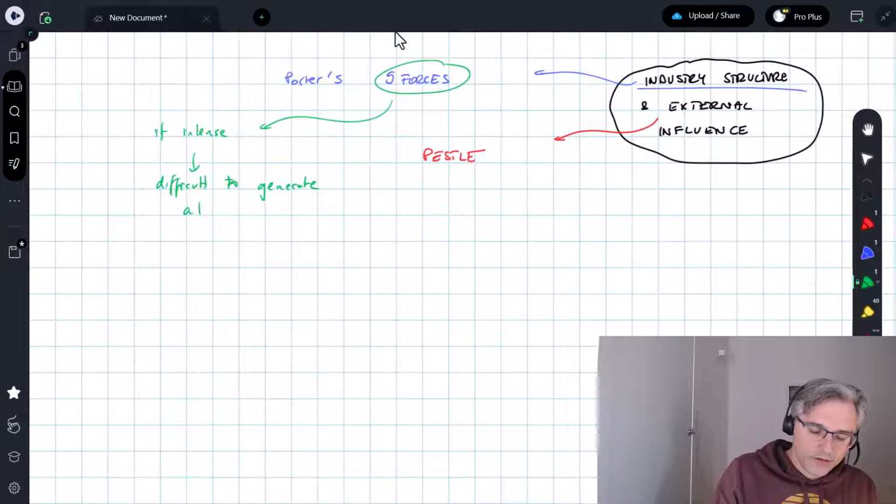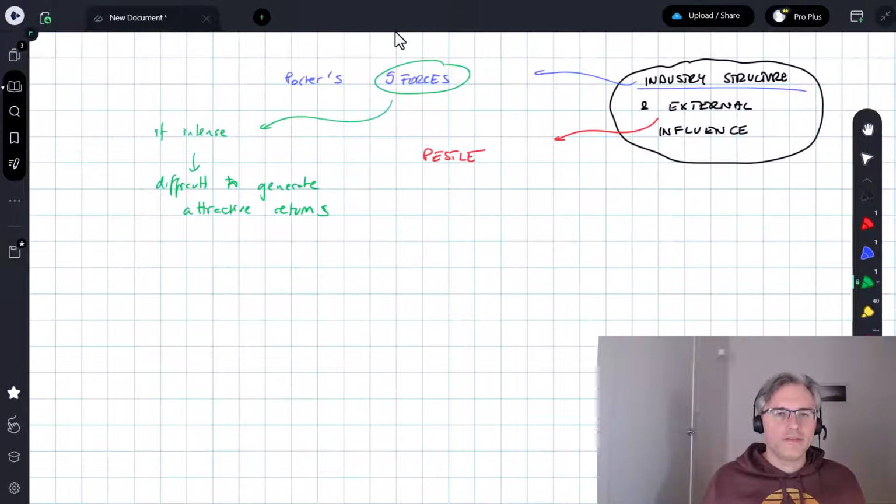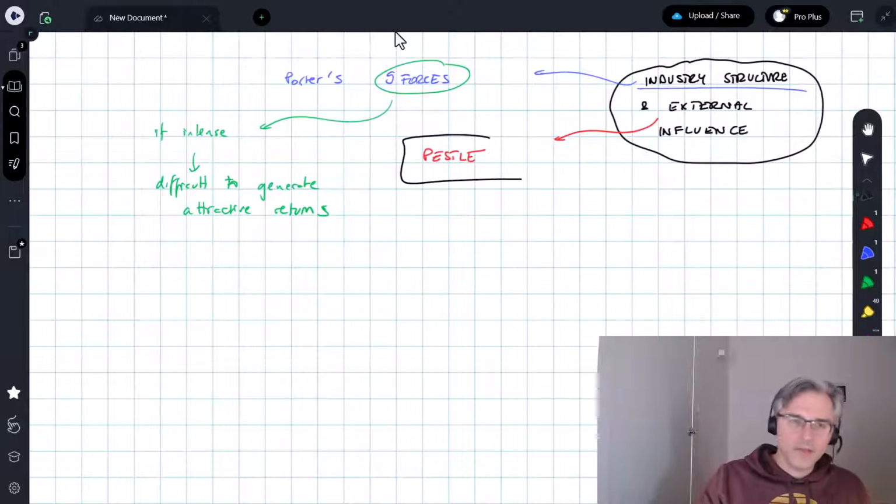To generate attractive returns, the best place to be is in an industry which doesn't have strong forces that we're going to discuss now. Okay, so what are these, putting PESTLE to one side.